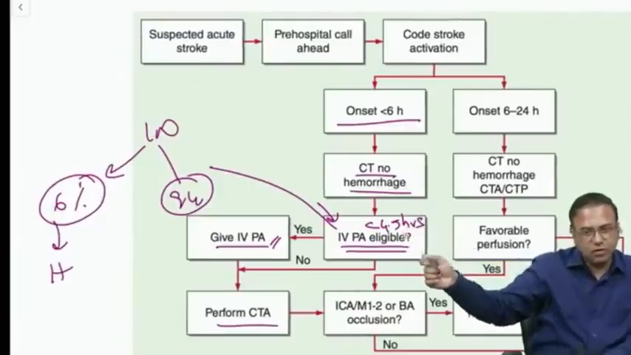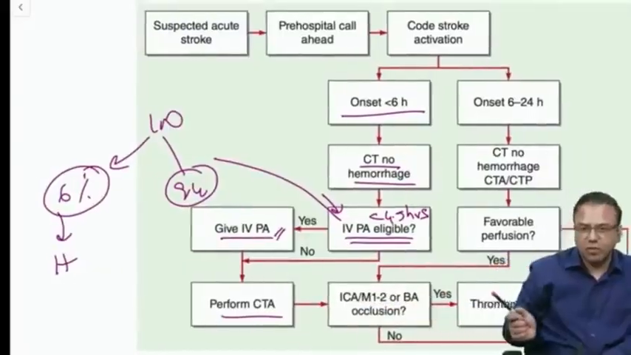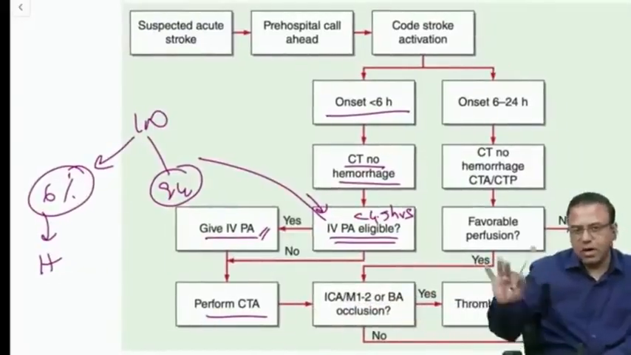If the patient is within 4.5 hours, thrombolytic. Only after thrombolytic, CT angio. If CT angio shows a large vessel, mechanical thrombectomy should be done. I hope you understood the controversy and the clarity behind it.